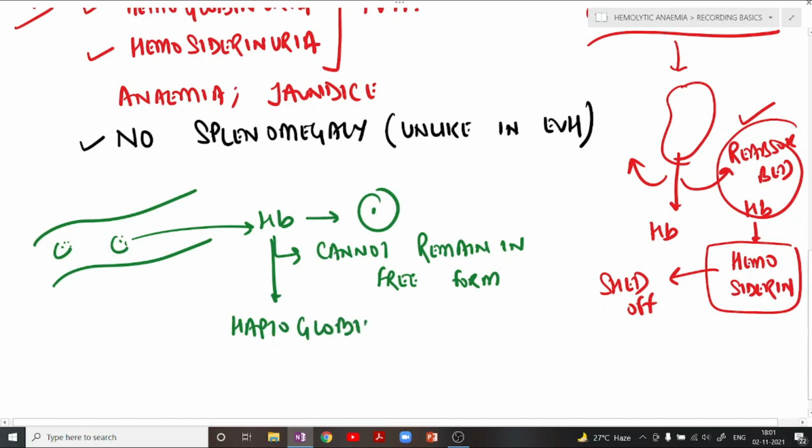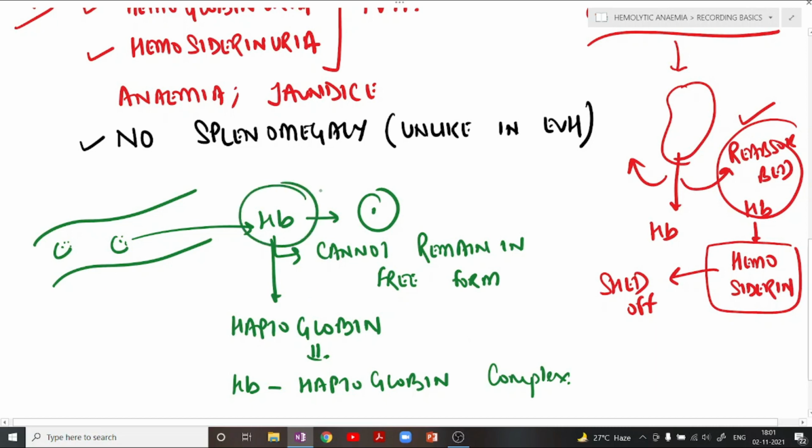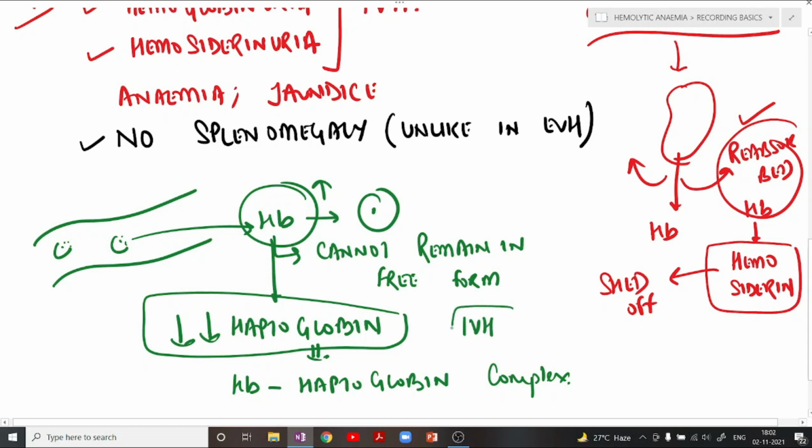haptoglobin, and they will form what is called the hemoglobin haptoglobin complex. So one very important feature is that when the amount of hemoglobin released in the circulation is very high, the serum level of haptoglobin is going to go down. So reduced serum level of haptoglobin is an important clinical feature of hemolytic anemia, especially in case of intravascular hemolysis.